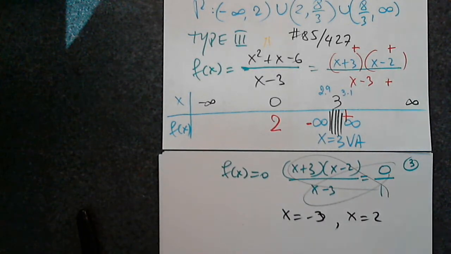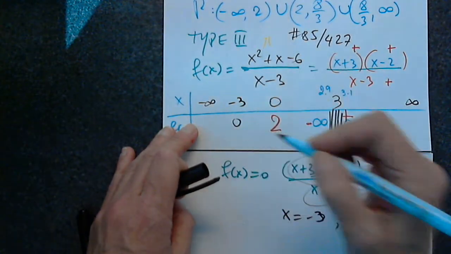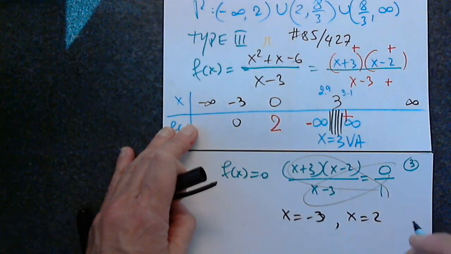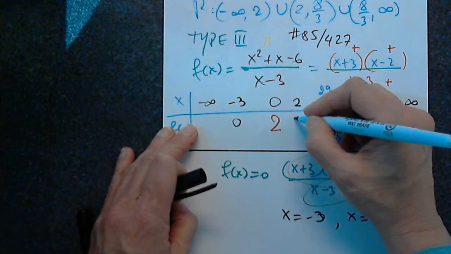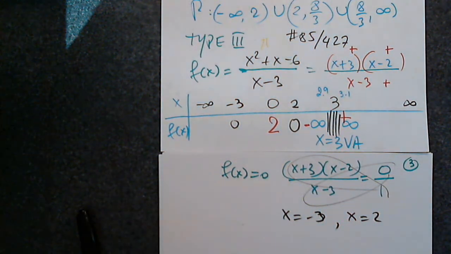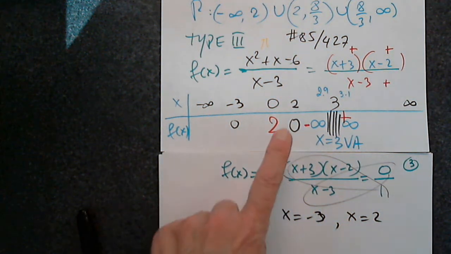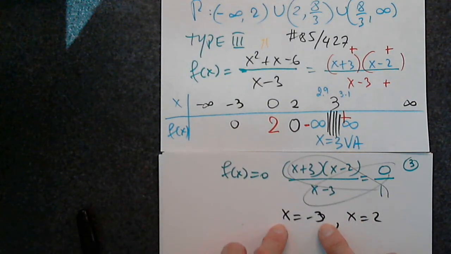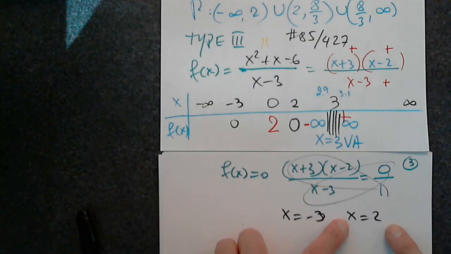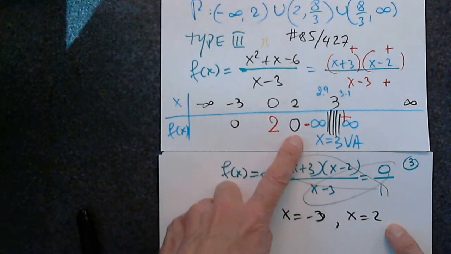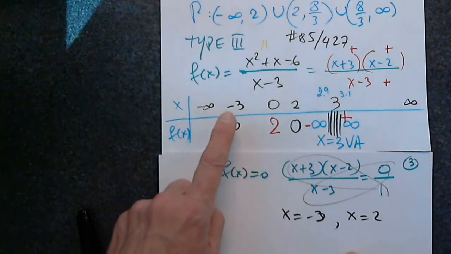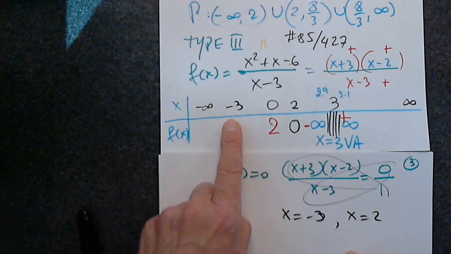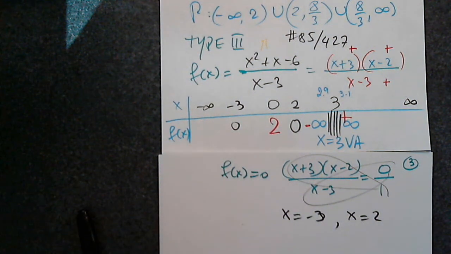We go back to the chart. I put negative 3, 0. And 2, carefully, is right here. 2 comma 0. 2 is between 0 and 3. So when x plus 3 is 0, I get x equals negative 3. When x minus 2 is 0, I get x equals 2. I put 2 comma 0 between 0 and 3, and I put negative 3 to the left-hand side of 0. It's almost done. One more step.